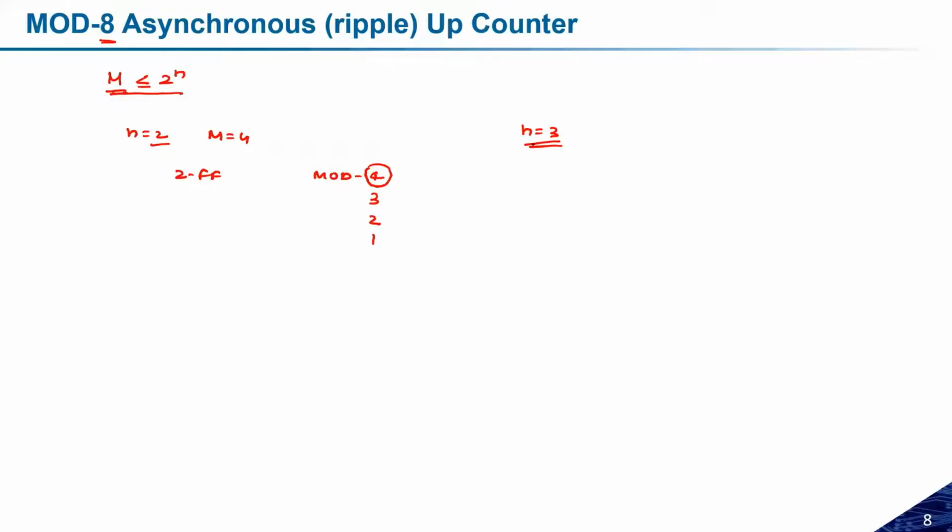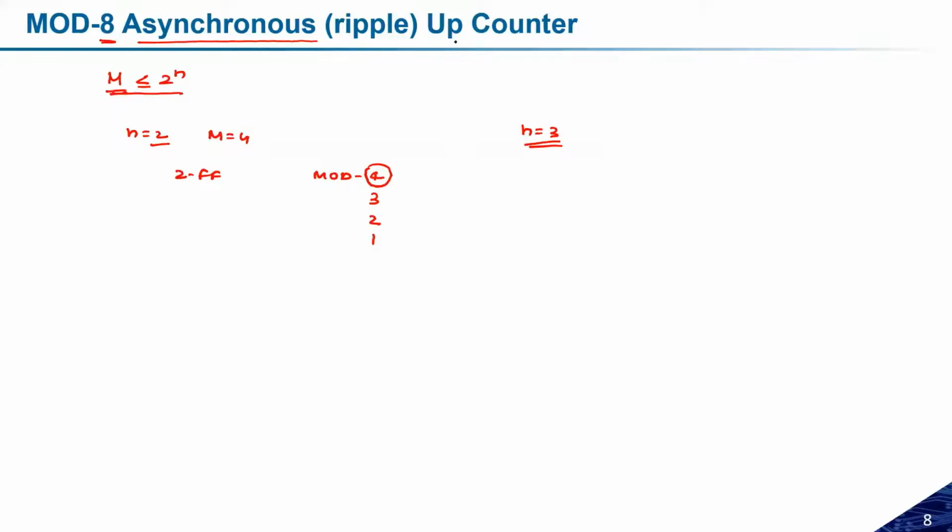Now one thing we got: we need three flip-flops, because I am making the asynchronous counter. And asynchronous counter means the output of the first flip-flop should be connected to the clock of the second flip-flop, and the output of the second flip-flop should be connected to the clock of the third flip-flop. So if the output of one stage is treated as the clock for the next one, then this is the asynchronous one.